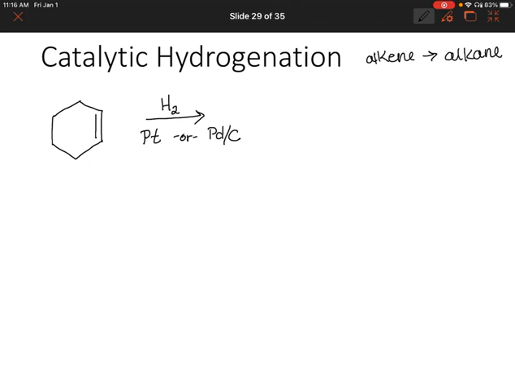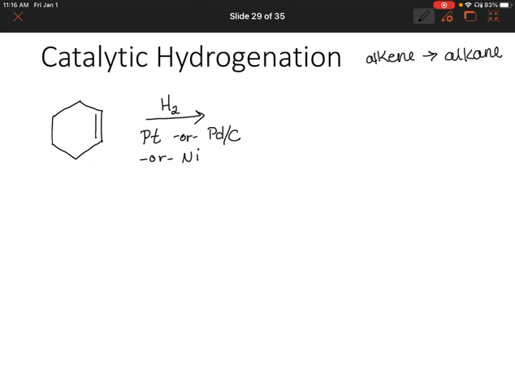So remember that when you add a catalyst to a system, it's going to change the pathway that the reaction takes. So you're going to have a different activation energy, and it's going to be a smaller activation energy. Oh, I actually should also add that you could use nickel here too. That's another metal that will work.